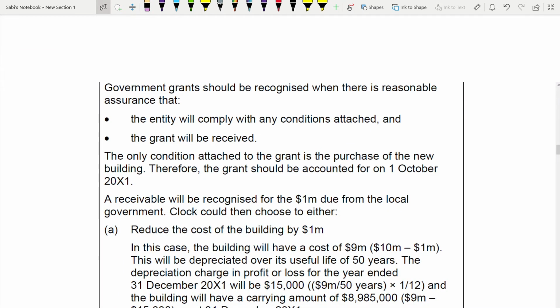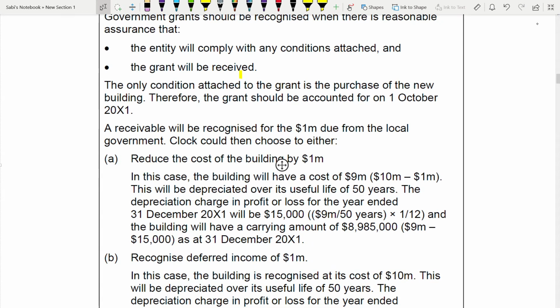So the government grant should be recognized when there is a reasonable assurance. The 2 conditions: the entity will comply with the conditions attached and the grant will be received. The only condition attached to the grant is the purchase of the new building. This is the only condition. Therefore, the grant should be accounted on 1st October 2001.